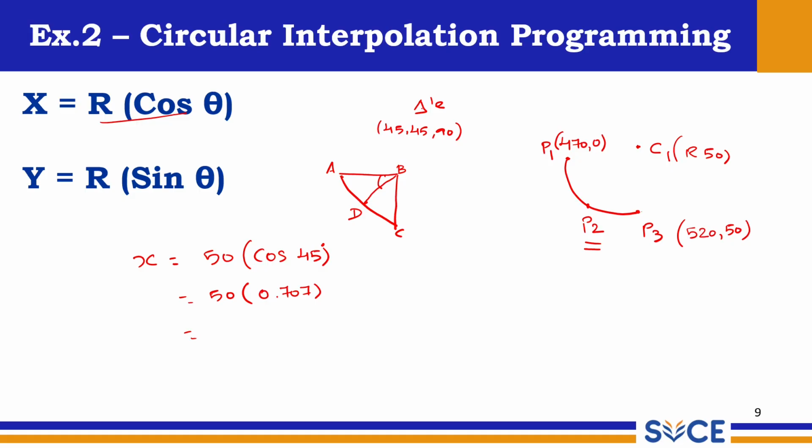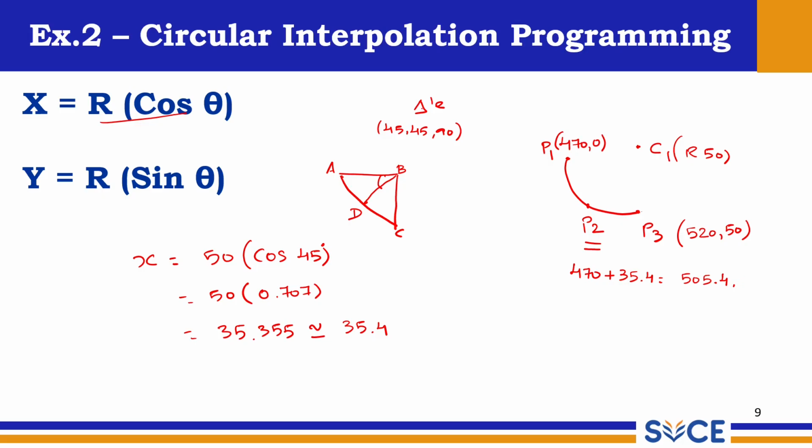So the value is 35.355, which is approximated to 35.4. Similarly, we'll get the same for the other case. Now for the x-axis, the starting point is 470, plus 35.4 you can add. Therefore the x-axis value will be 505.4. Likewise we can get it for the other case also.